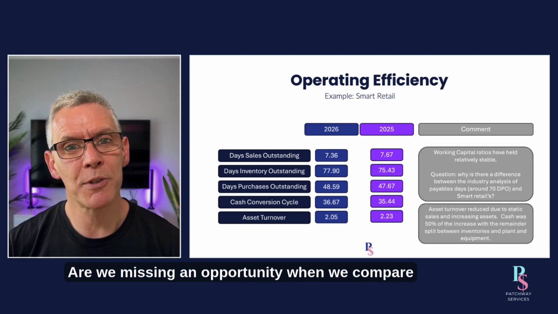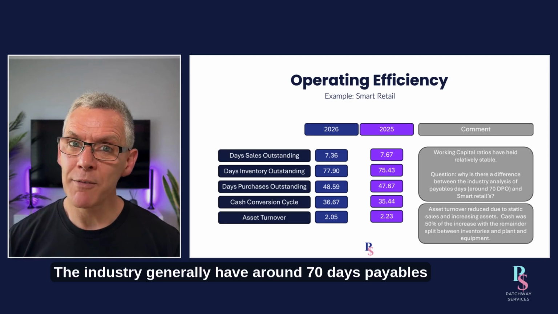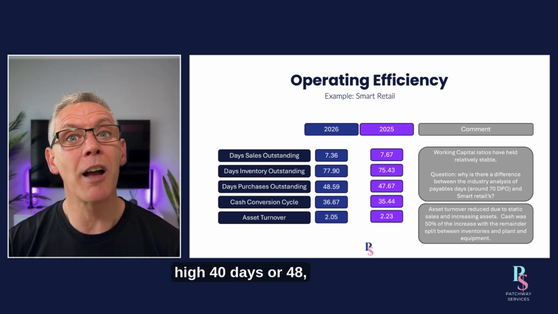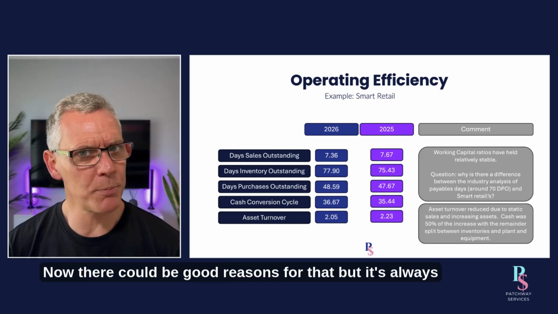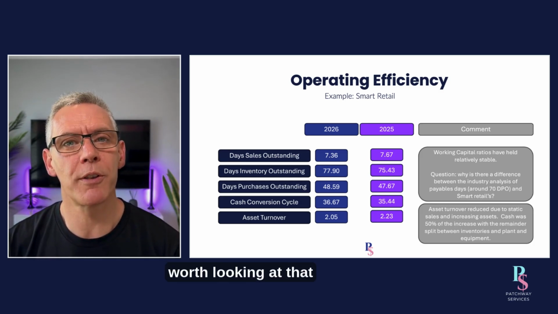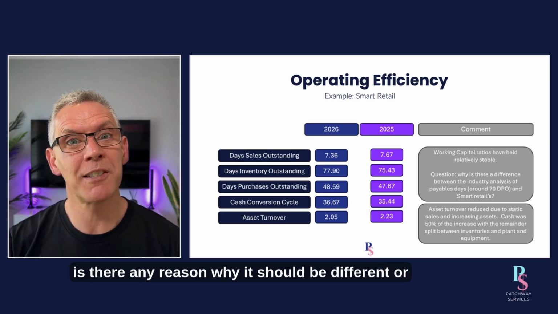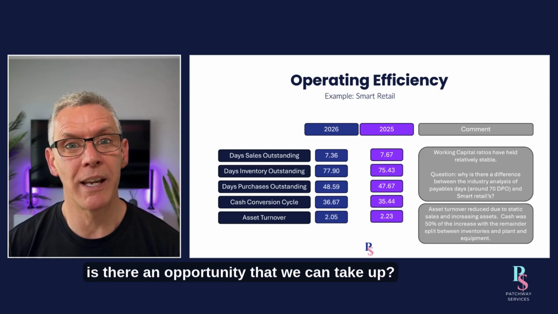Are we missing an opportunity when we compare it to the industry? The industry generally has around 70 days payables outstanding, whereas we're in the high 40 days, 48, 49. Now, there could be good reasons for that, but it's always worth looking at that analysis. What is in the industry analysis? Is there any reason why it should be different, or is there an opportunity that we can take up?